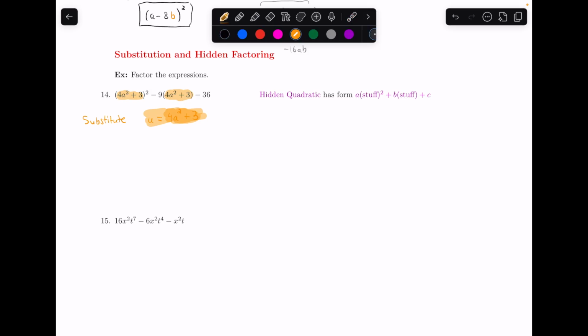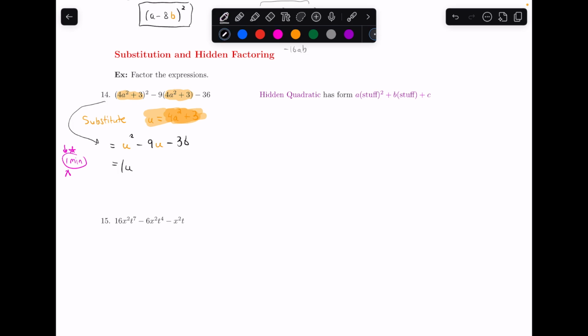That's going to give me first u², and then minus 9 times u, and then minus 36. So what we started with equals this. Substituting for this complicated looking thing that I saw in multiple spots turns it into a simpler looking expression. This now just becomes a regular old quadratic, and we know how to factor things like this. So I want to give you a chance to pause for 1 minute and try to factor this quadratic. So pause it in 3, 2, 1, pause it and try this.